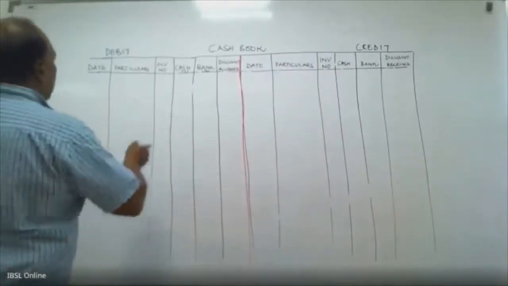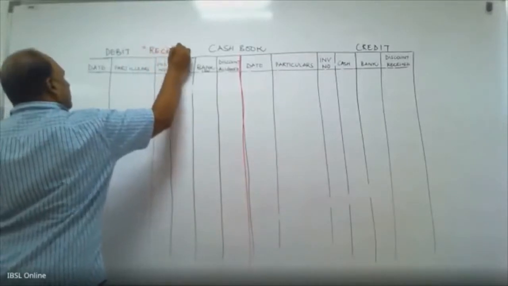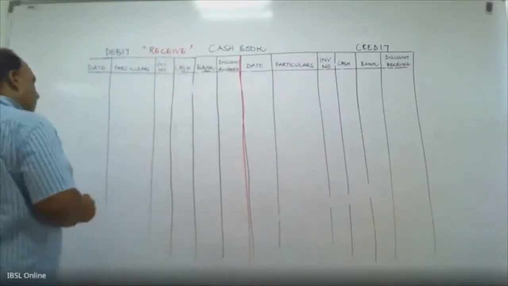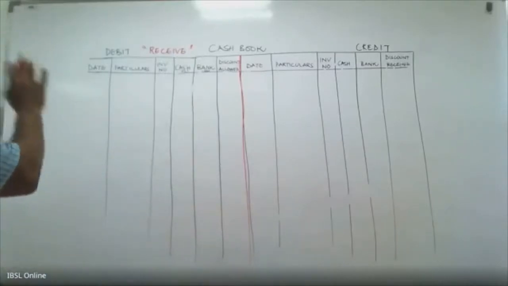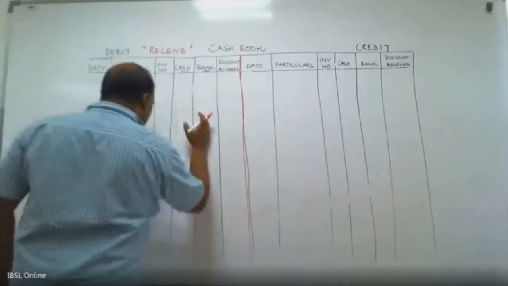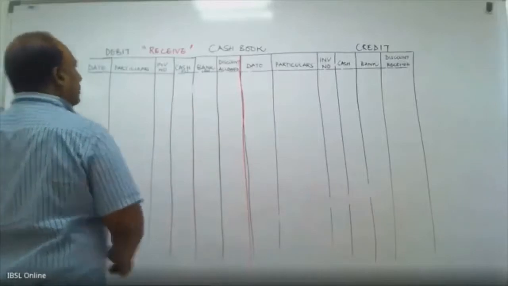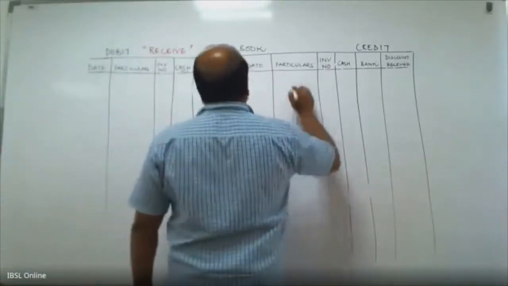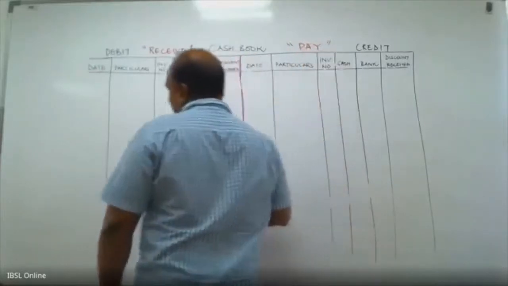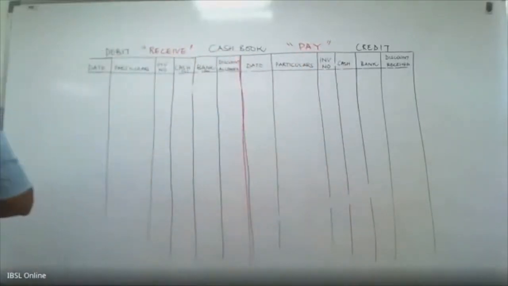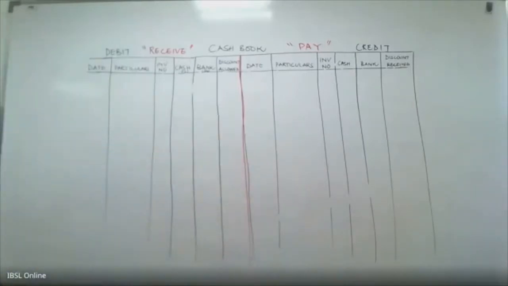So in the cash book, whatever you may receive, when you receive money, whether it is in the form of cash or cheques, or whether you receive any direct deposits to the bank, all those receipts are recorded on the left side. Whatever you may pay, your payments, are recorded on the right side or the credit side.